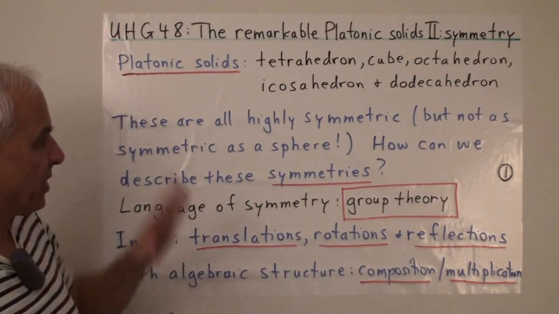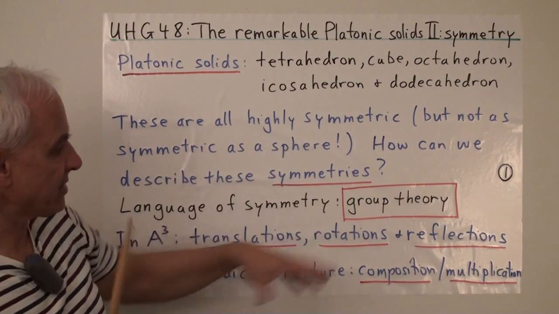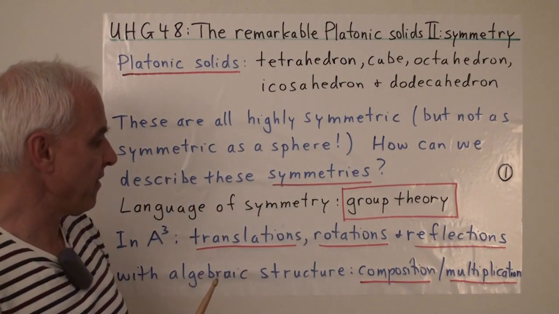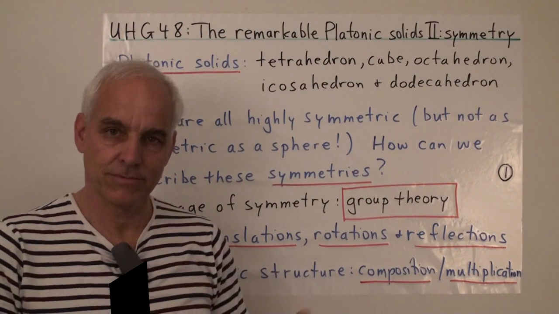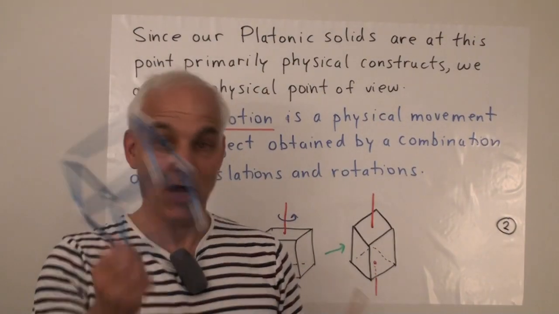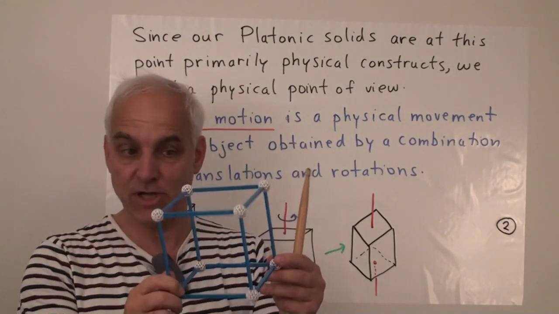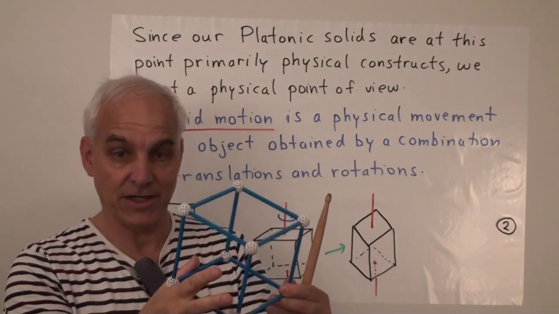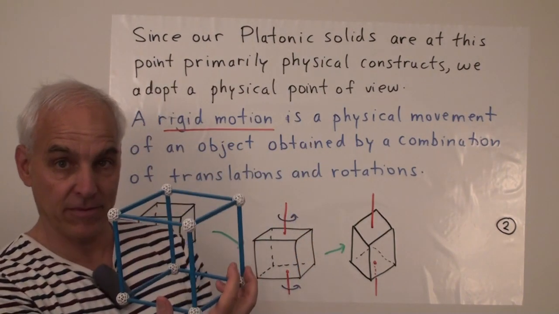So that's what we want to do: take one of these solids and ask just what kinds of symmetries it has. How do we describe them? At this stage, our Platonic solids are actually physical objects. They're things that we've constructed, that we've made, and we are now staring at them.